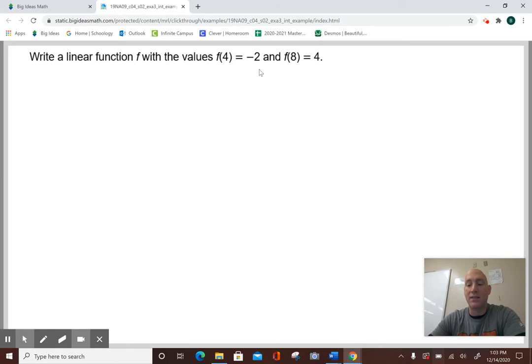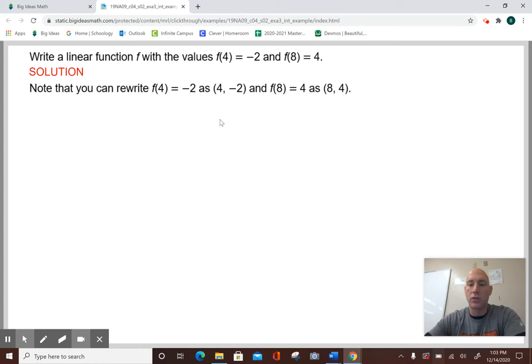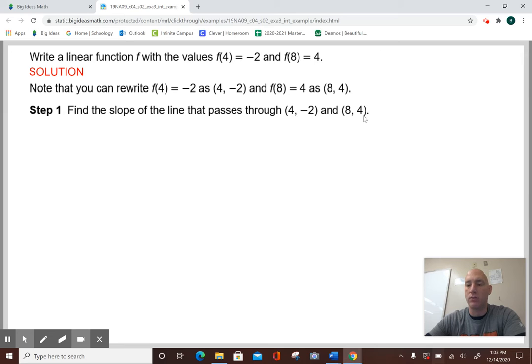You also practiced that a little bit on your choice boards this week, so you should be able to do that. So now we do the same thing. Find slope, plug into point slope form of a line, solve for slope intercept. So remember, if they give you 2 points, the first thing you do, write them as points. Now we can just say, find the slope of the line that passes through those 2 points.